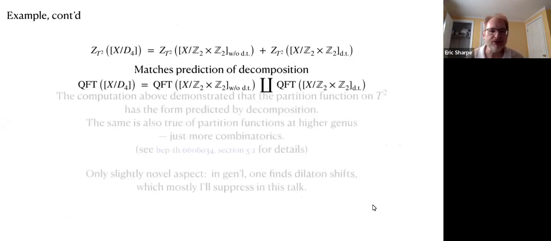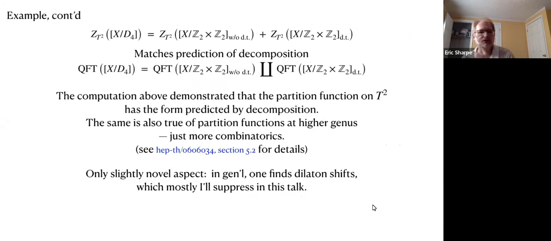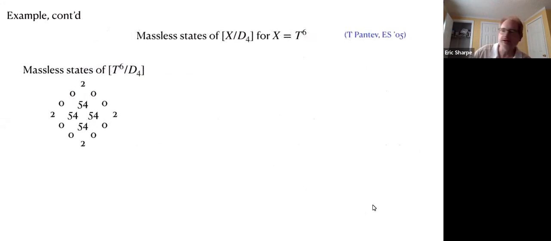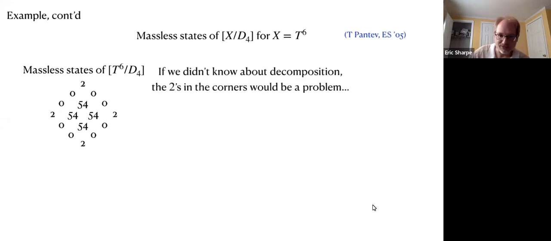Now, so far, I've just computed two torus partition functions. You can do the same at higher genus. There's just more combinatorics, but if you want to see it done, there's where you can find it. Let me extract one other bit of physics before going on. Let me talk about the massless states. I can compute the massless spectrum in the case that the covering space is a six torus. I've written it in the form of a Hodge diamond. And this looks a little problematic on its face because of the twos in the corner.